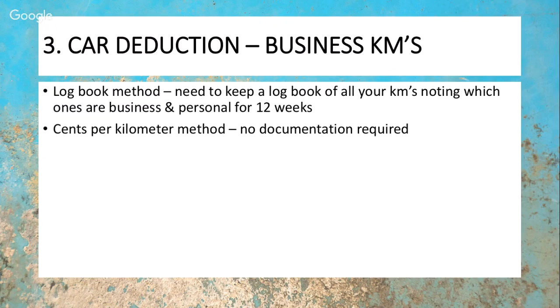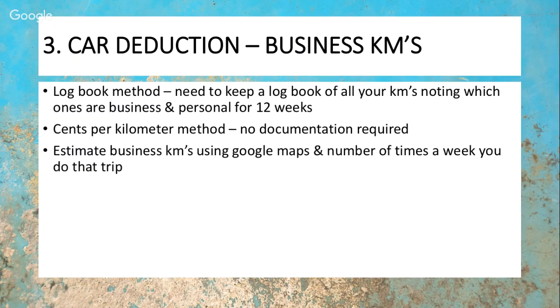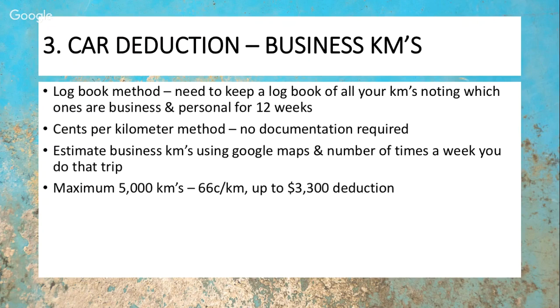The second method is the cents per kilometre method, and there's no documentation required for this one. So if you get to the end of the year and you don't have a logbook, everyone can use this cents per kilometre method. With this one, you estimate the number of business kilometres that you drive, and you can use Google Maps, work out the number of weeks you do that particular trip, and then calculate the business kilometres that way. There is a maximum of 5,000 kilometres that you can claim for.